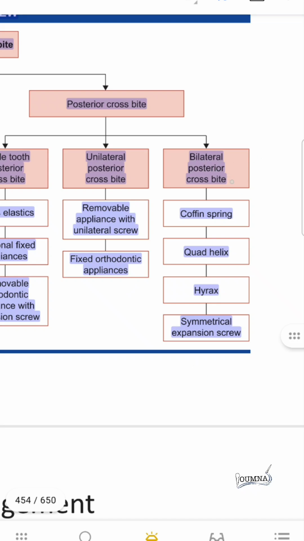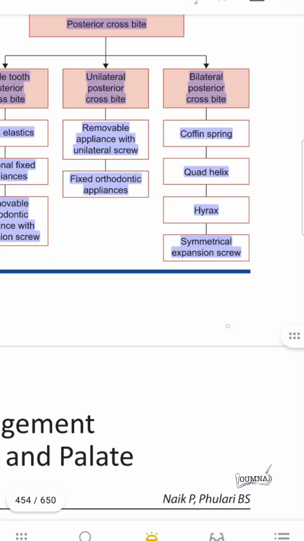The bilateral posterior crossbite can be fixed by using expansion appliances. The first two are slow expansion appliances that are removable and can be fixed, and the Hyrax is a fast expansion appliance. The expansion is symmetrical, so it is a symmetrical expansion.